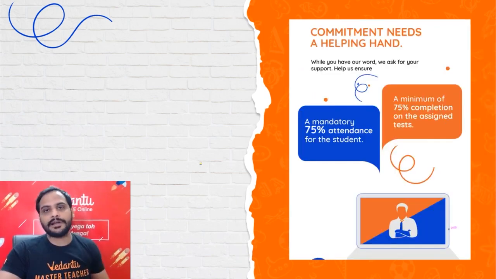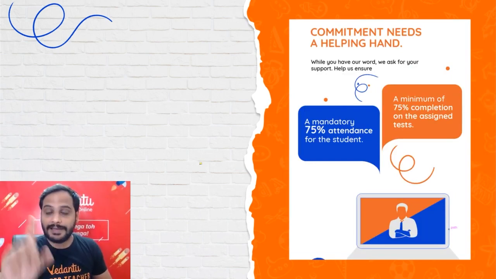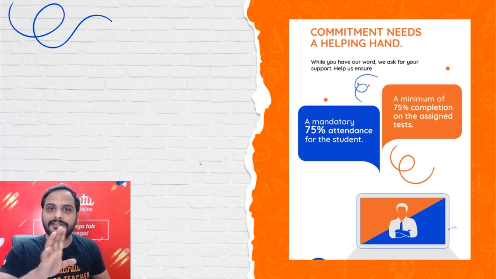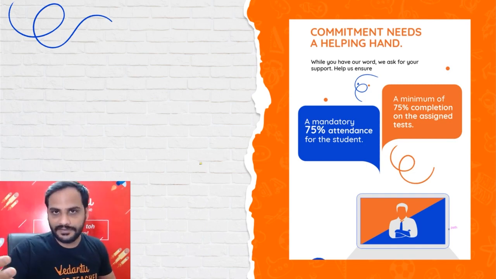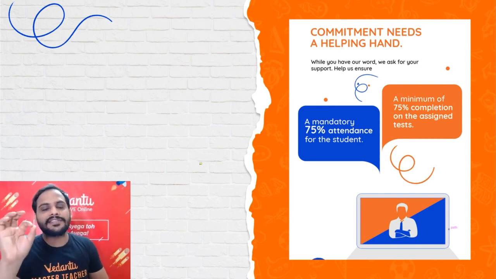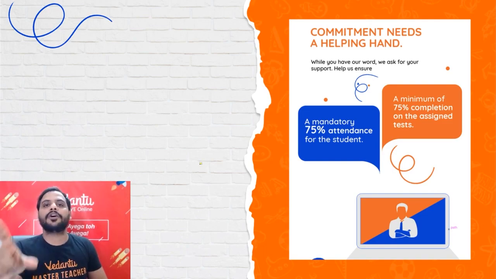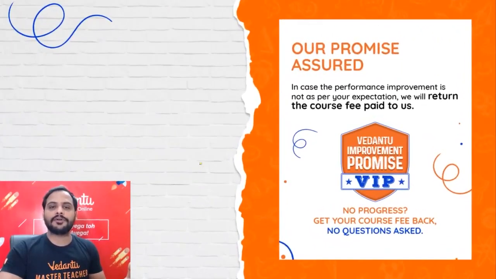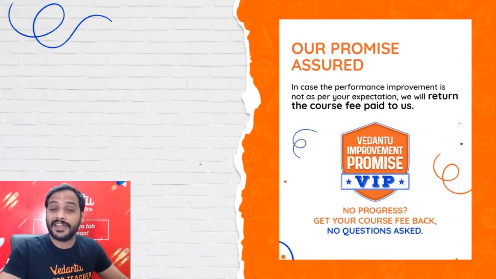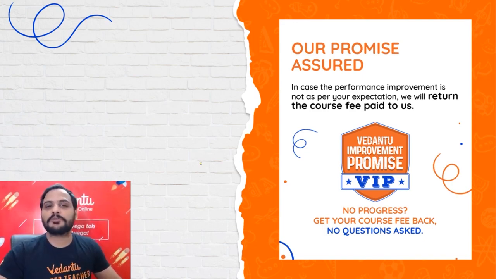Only thing, beta, when you have taken the course, you should attend at least 75%. I'm not saying attend each and every class, because we know sometimes there are practical reasons for which you are not able to attend. So we are saying attend 75% of the classes and take 75% of the tests. Once you are done with this, we take the guarantee of your improvement. This is a one of a kind promise. No one else will give this promise to you. That's how confident we are, and that's how confident you can be about your improvement as well.